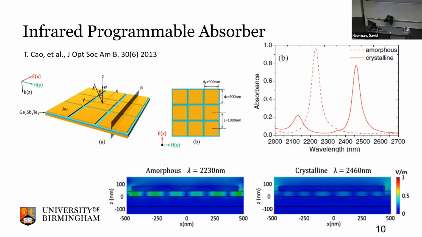You can see here from these simulations that in the amorphous state, this structure has a resonant frequency at around 2.25 microns. And then when we crystallize the material, the resonant frequency switches to slightly longer wavelength because the refractive index of the material is larger. So potentially you can make some kind of metamaterial filters that are programmable in the infrared using these phase change devices.